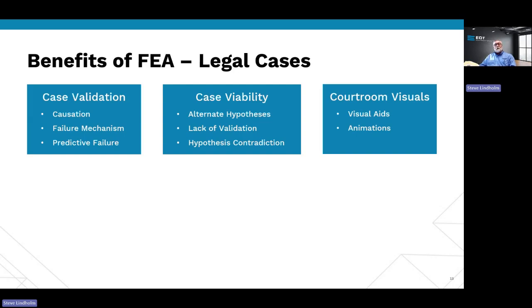consider. We can provide courtroom visuals, visual aids such as diagrams, the images of how the stress is distributed, and we can bring in animations. Those can be very powerful. They can show what is going on, especially in a time-dependent situation.